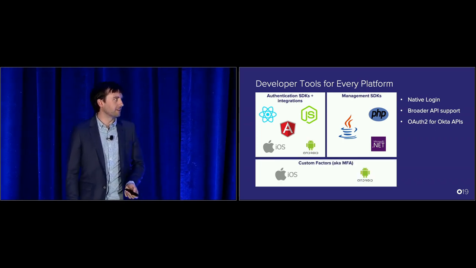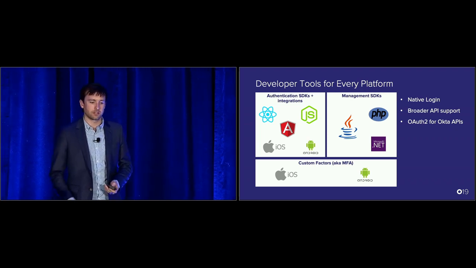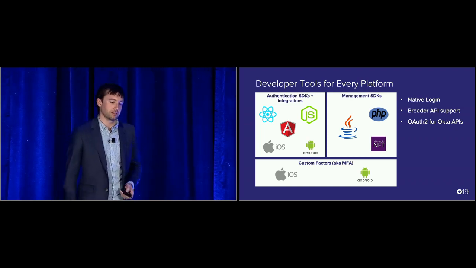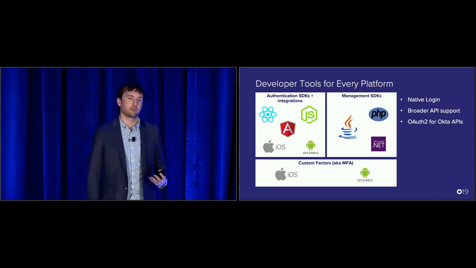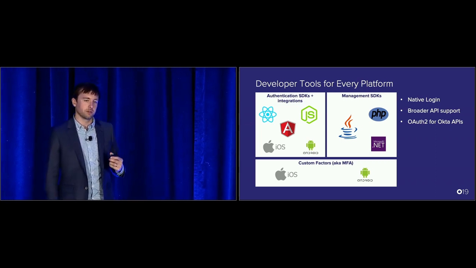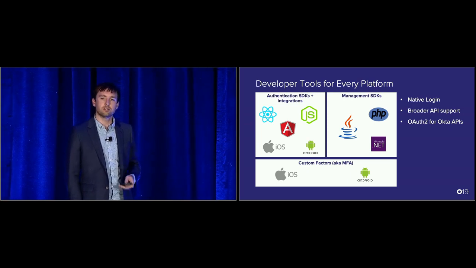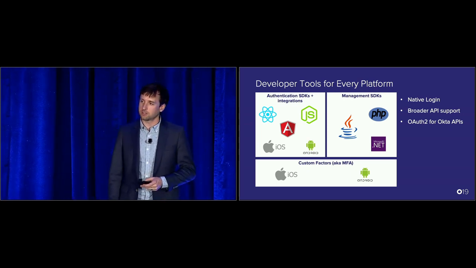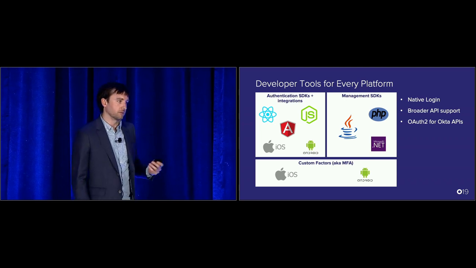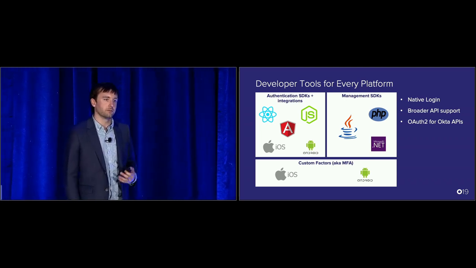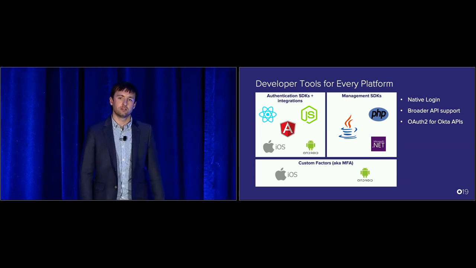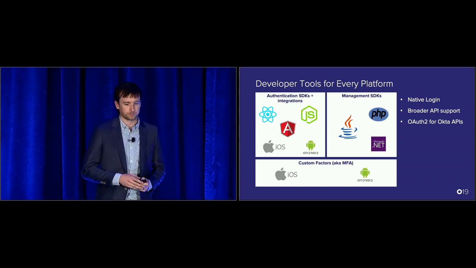The other exciting thing that we have on the roadmap for this year is a custom factor SDK, also known as an MFA SDK. This way, for an iOS or Android app, you can actually embed a custom multi-factor authentication experience into your own application instead of directing your users to download Google Authenticator or Okta Verify or some other solution. It lets you give a fully branded experience for authentication to your end users and to your customers.